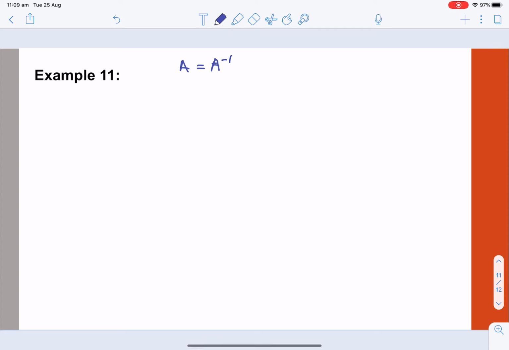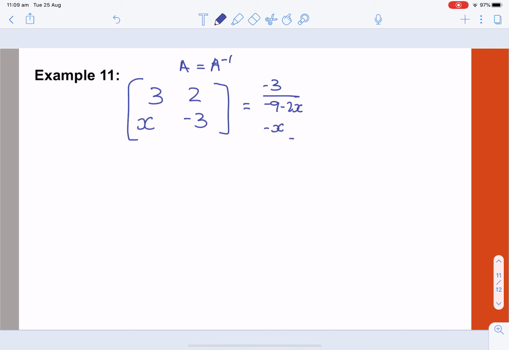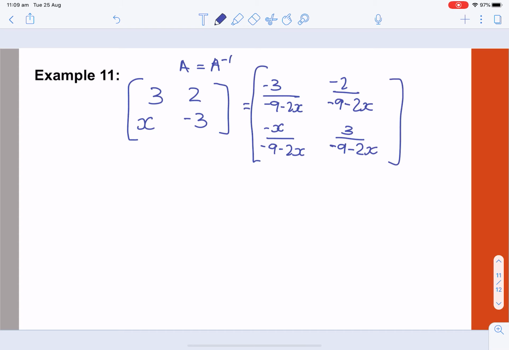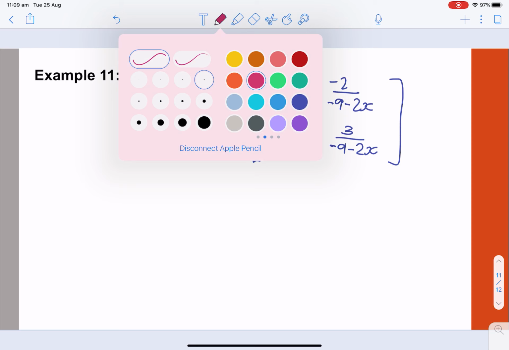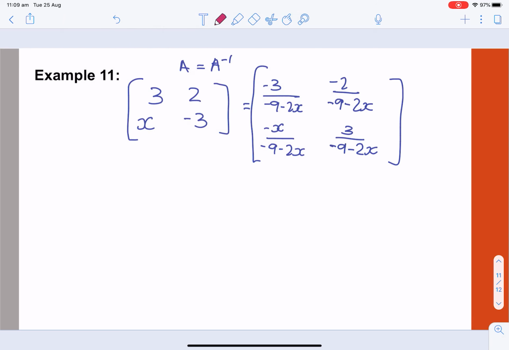All right, so we know that 3, 2, x, negative 3 is equal to negative 3 over negative 9 minus 2x, and so on. I could have just cut and pasted. And then negative x and 3 over negative 9 minus 2x. All right, box around those. Now, for matrix A to equal matrix B, or A to equal A inverse, we know that each element has to be equal. And it says solve for x.